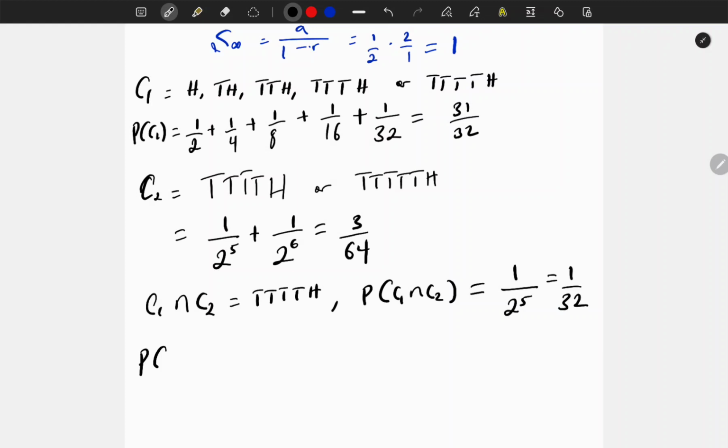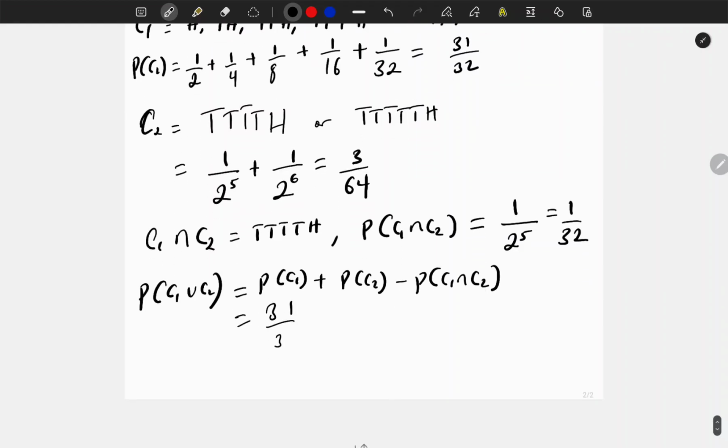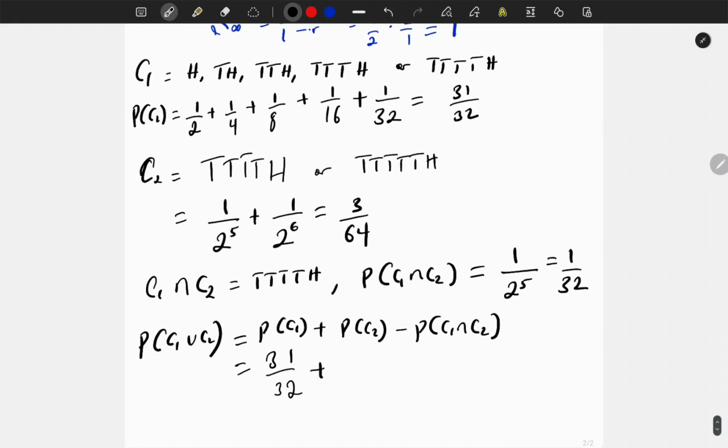So we have to find their union, P of C1 union C2. That is just the addition, P(C1) plus P(C2) minus P(C1 intersection C2). That's equal to 31 over 32 plus 3 over 64 minus 1 over 32. So you can actually try to justify the solution to see if you get 63 over 64.